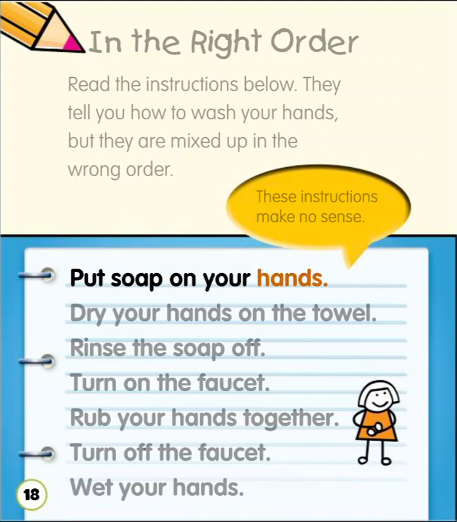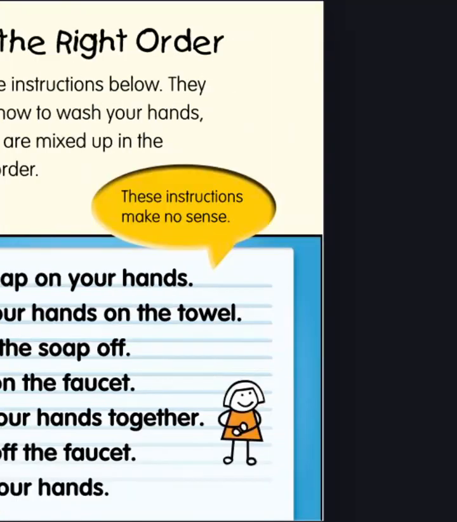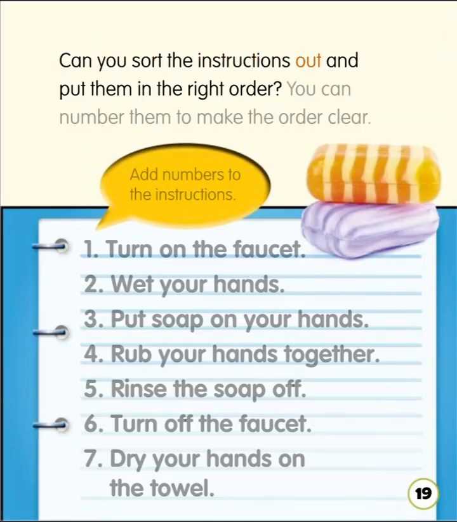Put soap on your hands. Dry your hands on the towel. Rinse the soap off. Turn on the faucet. Rub your hands together. Turn off the faucet. Wet your hands. Can you sort the instructions out and put them in the right order? You can number them to make the order clear.